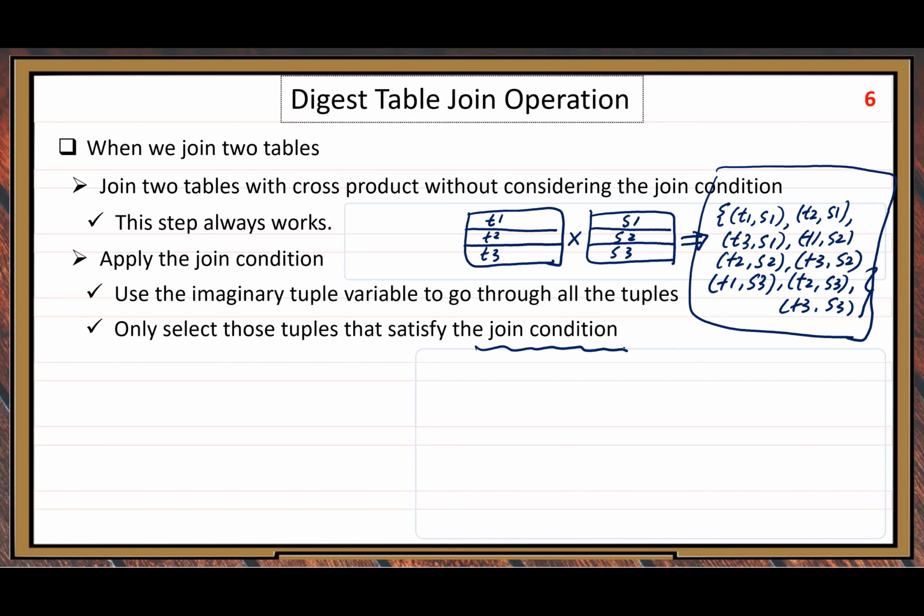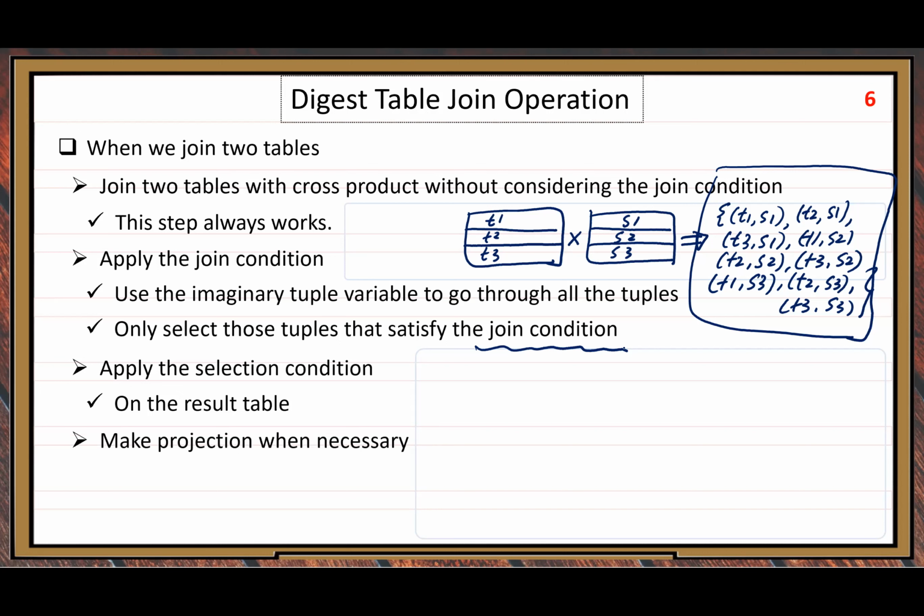Next round, the selection condition. Apply the selection condition: you go through all the tuples in the result table and apply the selection condition. After that, the surviving tuples are the result table.